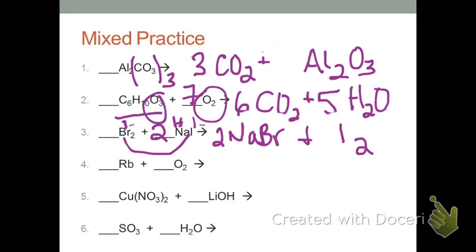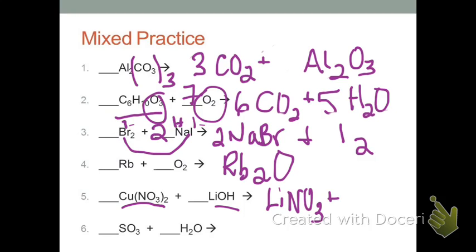For number 4, you have 2 elements coming together. That must be synthesis. Swap and drop their charges, you get Rb2O, and it is already balanced. And number 5, it's double replacement because I have 2 compounds. I get LiNO3 plus Cu(OH)2. Go ahead and balance it, and a 2 and a 2.